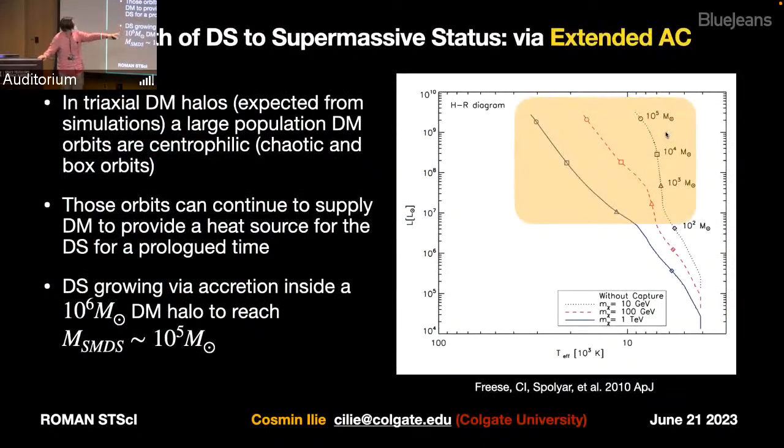Now let's build them up in mass a little bit, if you will, to the supermassive dark stars, which are the main topic of my talk today. This is an HR diagram, no need to explain it, but suffice to say I have three different masses for the WIMP: 10 GeV, 100 GeV, 1 TeV. All those annihilate with the same thermal annihilation cross-section sigma v.